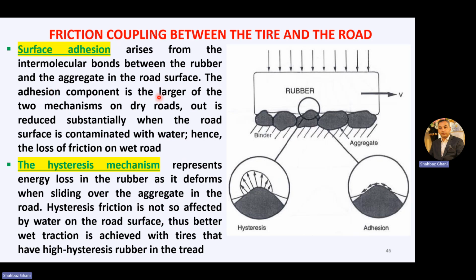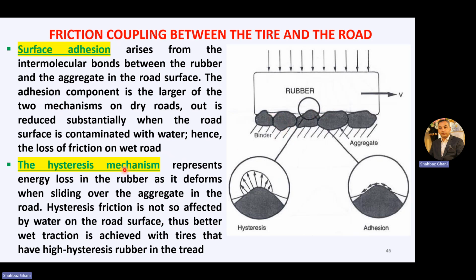The adhesion component is larger of the two mechanisms on a dry road. It is reduced substantially when the road surface is contaminated with water, hence the loss of friction on a wet road. So if there is some water, we have a loss of traction, loss of friction. So surface adhesion is more on a dry road.